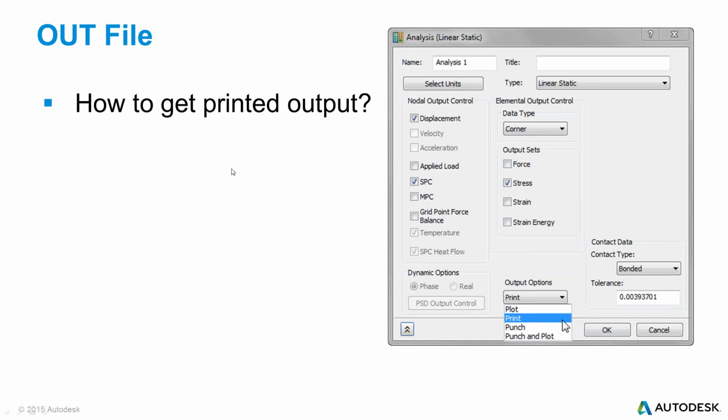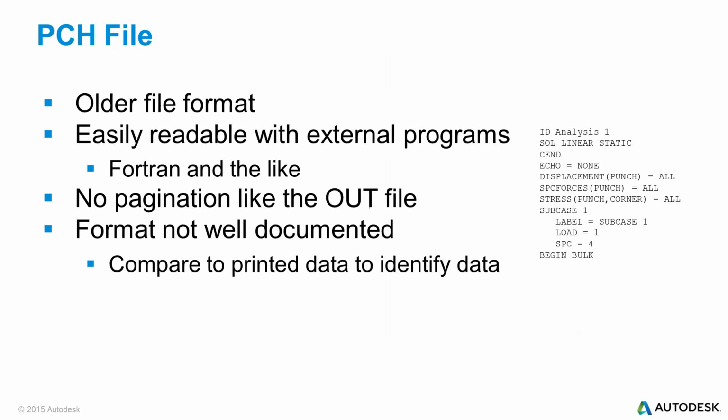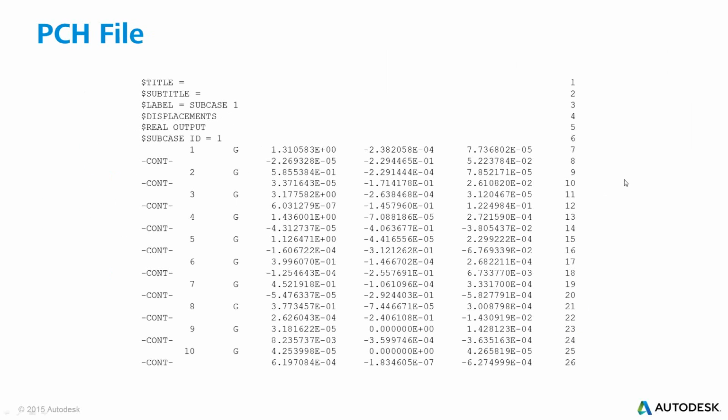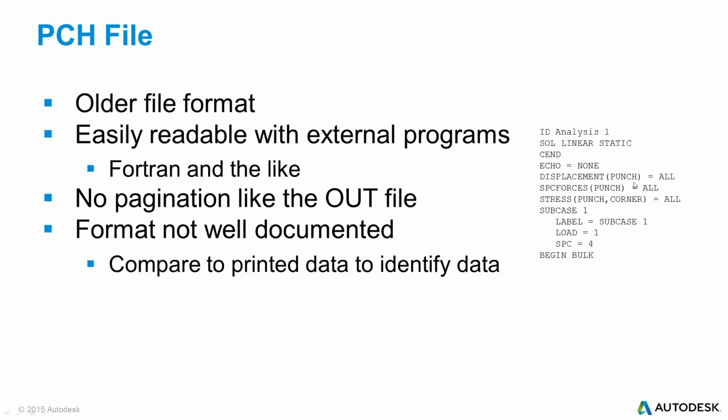So our next file type is a punch file. It's a really old one. You saw how you get it. Again, in your data deck over here, it shows up as punch rather than print. And you can put multiples. You can say print, comma, punch, comma, plot, and get all 3 of them if you like. It's a much older file.